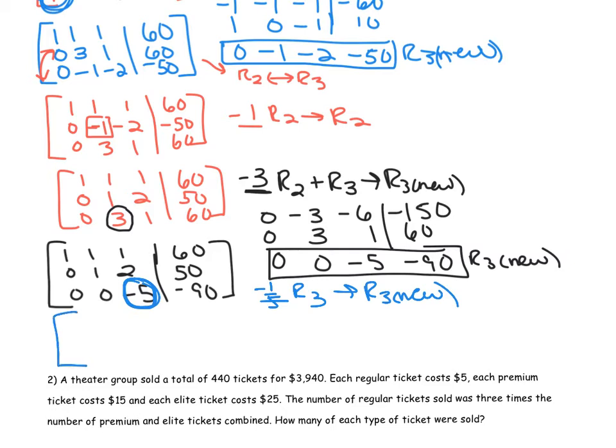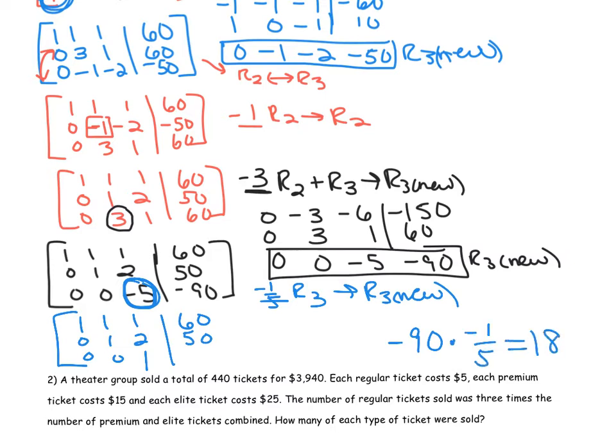So let's do it. Nothing changed about the first row. Nothing changed about the second row. When I multiply this bottom row by -1/5, I'll be left with a 1 here. And -90 times -1/5 is 18. So there you have it. This is now in row echelon form.